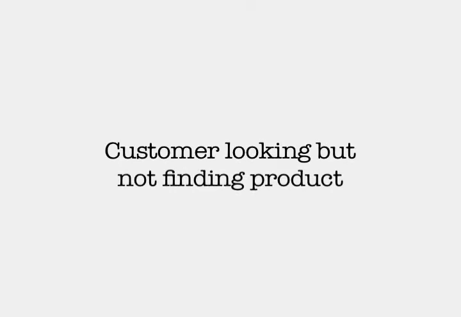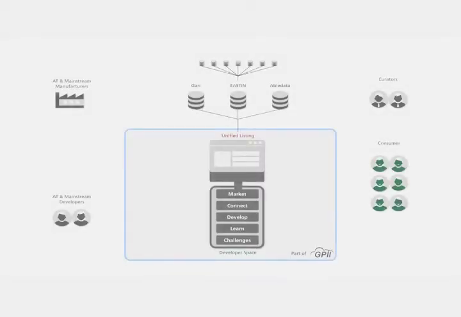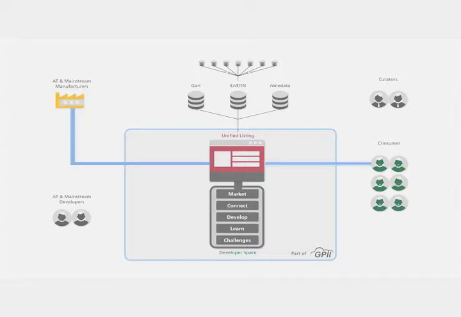Customer looking but not finding product. Now let's look at a customer who is viewing products in the unified listing and doesn't find what they need. They can use the feedback features of the unified listing to provide feedback to the manufacturers regarding product features they would like to see in individual products, or can provide information on future products they would like to see.